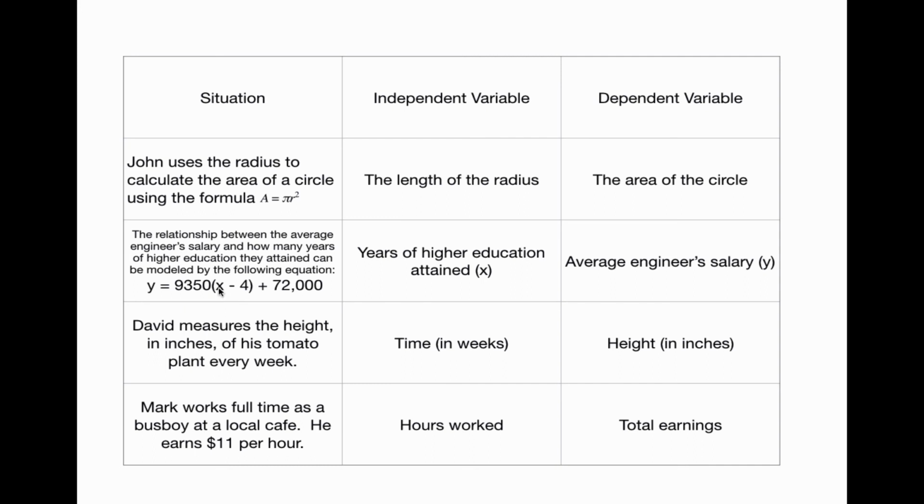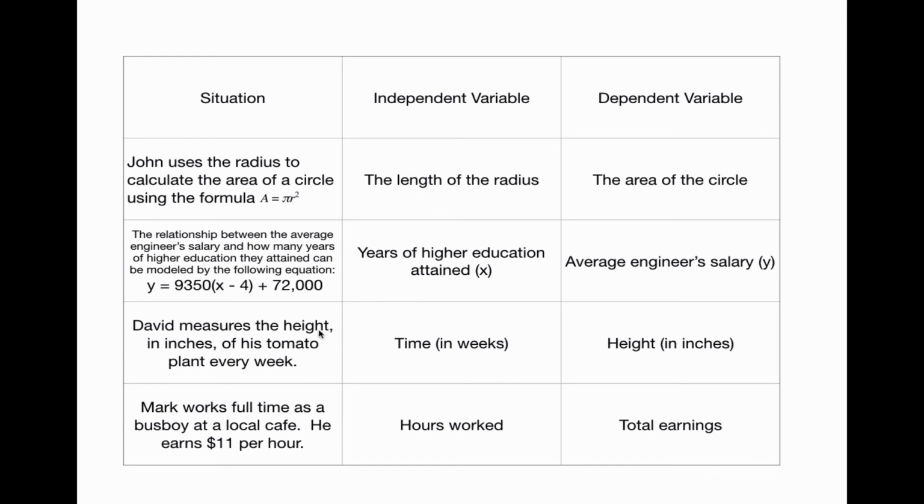The only thing you need to do is figure out, in the context of this situation, what does x represent and what does y represent. So let's think about this causal relationship. What depends on what? Does the engineer's salary depend on the level of education, or does the level of education kind of affect how much an engineer is paid? So I would say that the years of higher education would affect how much an average engineer would be paid.